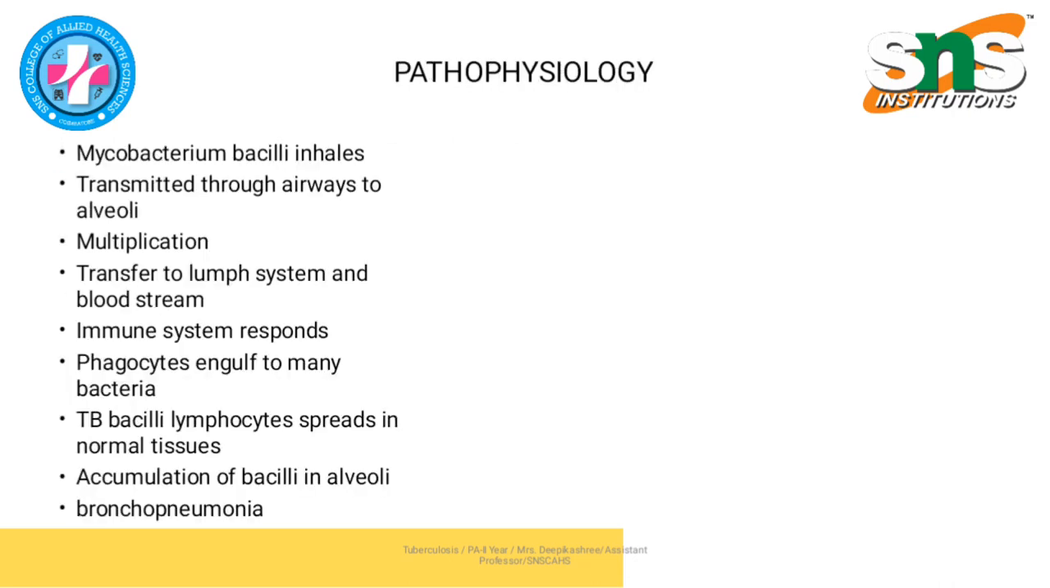We are going to the pathology part, that means pathophysiology. Mycobacterium bacilli are inhaled and transmitted through the airway to the alveoli. There they multiply and are transferred to the lymph system and bloodstream. Now the immune system responds to that action. Phagocytes engulf many bacteria. The TB bacilli and lymphocytes spread in the normal tissue, and then it accumulates in the alveoli and turns into bronchopneumonia.